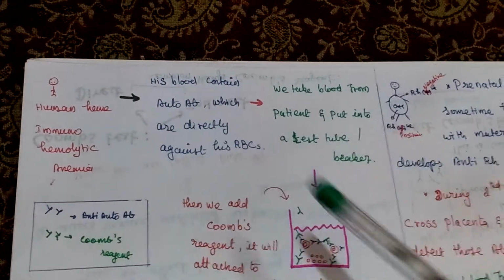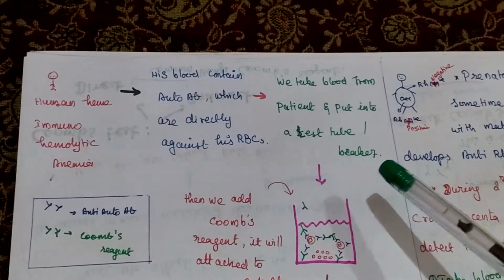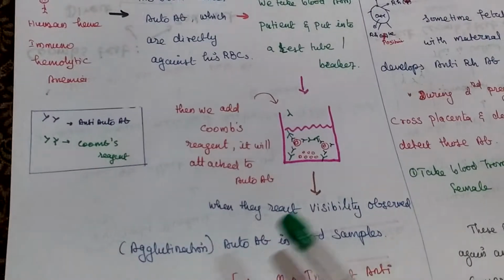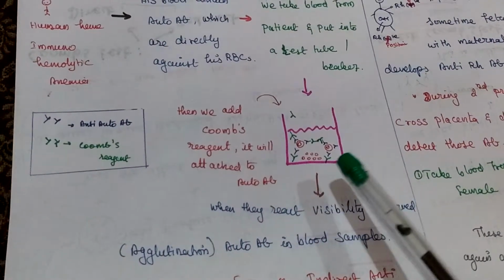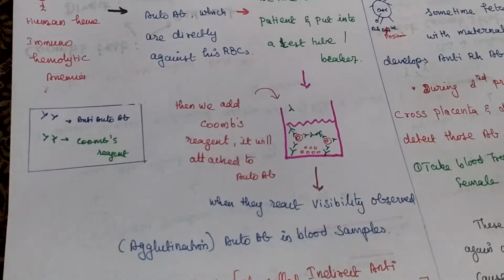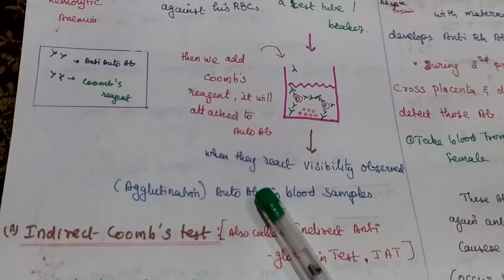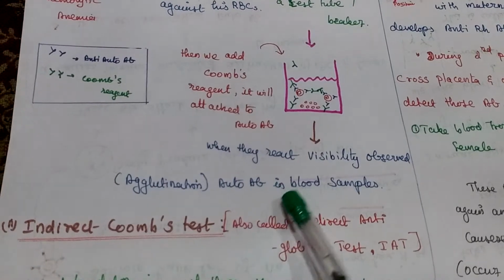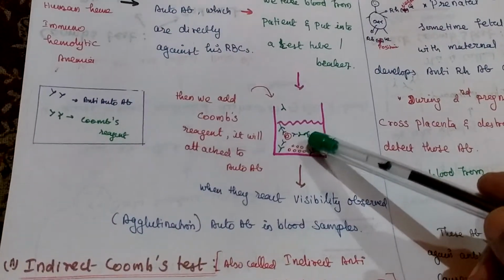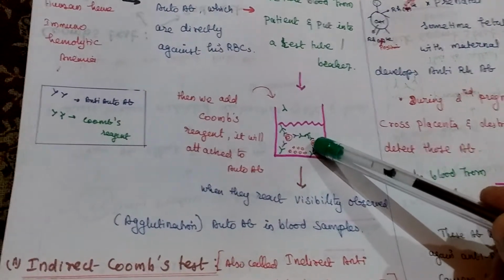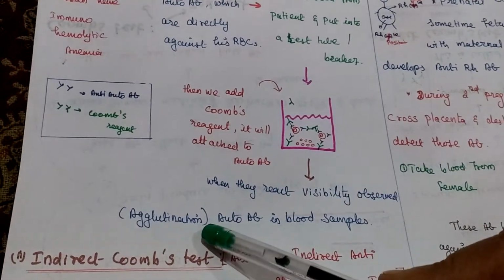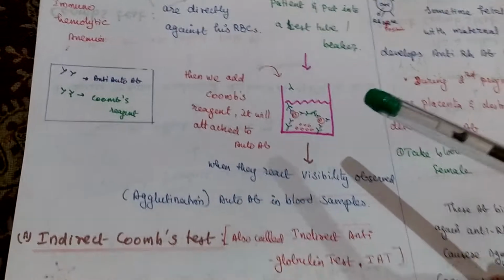After that we separate the serum. Then we put it into a beaker. After that we add Coombs reagent. When they react, agglutination is visibly observed, showing autoantibody in the blood sample. First we add the human serum sample. After that we add Coombs reagent. Agglutination indicates positive, otherwise negative.